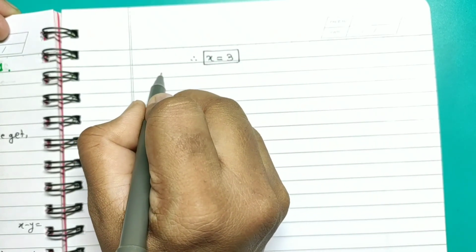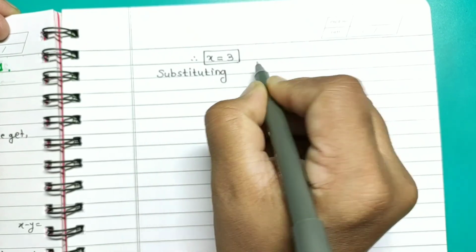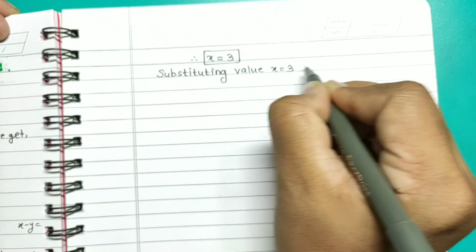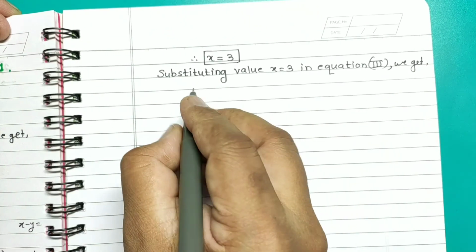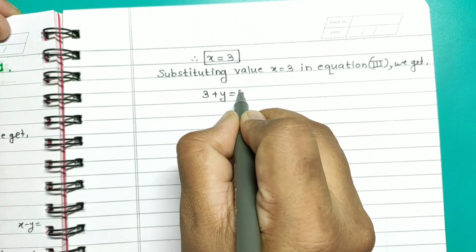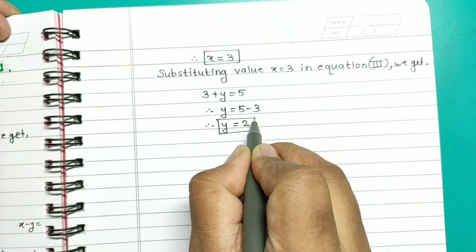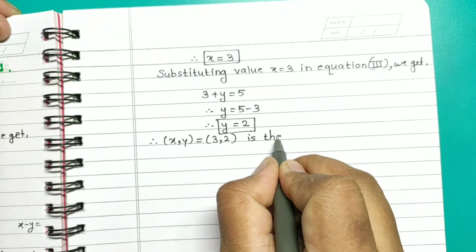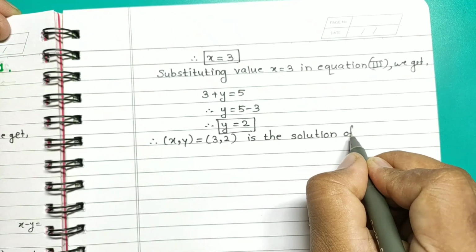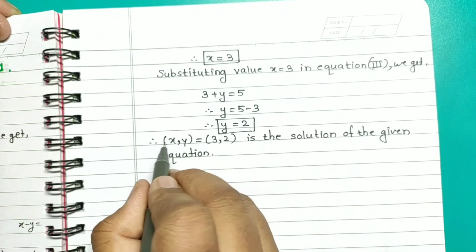Now substitute this value either in equation 3 or in equation 4. Let me substitute x = 3 in equation 3. In equation 3 we get x is 3, 3 + y = 5, and therefore y = 5 - 3, and therefore y = 2. So we have this ordered pair (x, y) as (3, 2) is the solution of the given equations. You frame this answer.